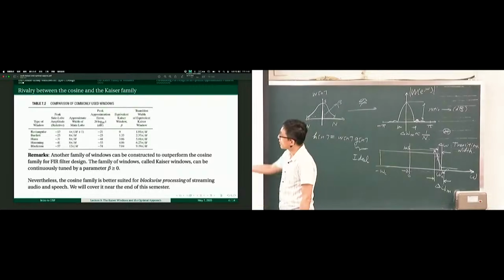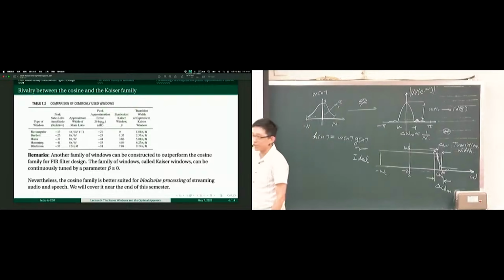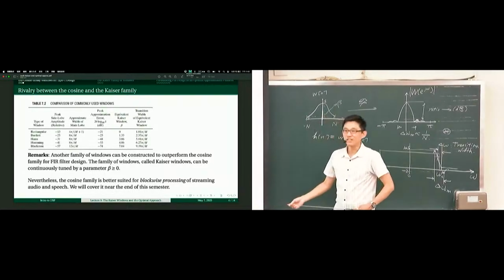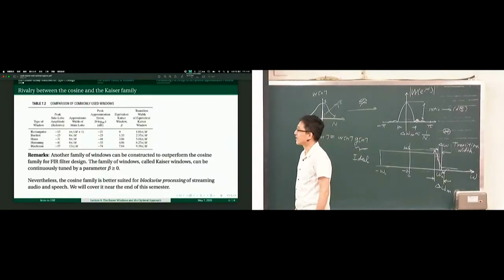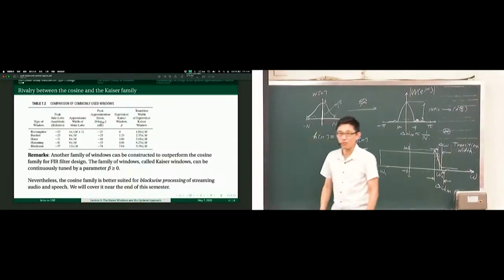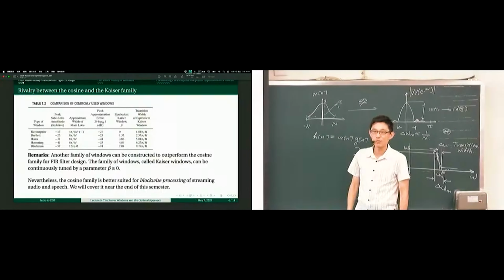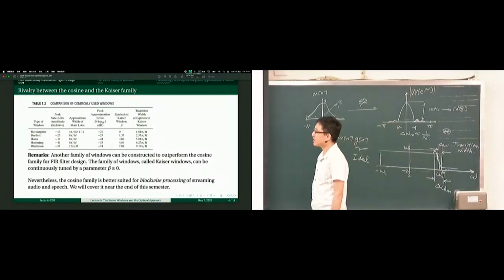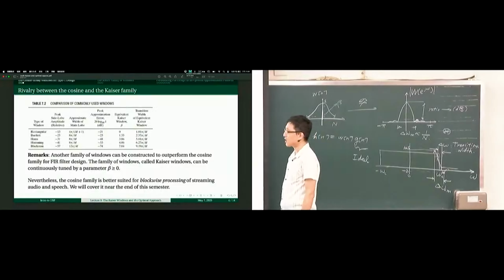So you can, if you will, call them the cosine family and the Kaiser family. And I have a rather sensational title next. Nowadays, it's important to write down a title to advocate your post. So here I try to catch the eye. I say there's a rivalry between the cosine and the Kaiser family. Okay, a family rivalry, the Romeo and Juliet, or whatever. Cosine family, Kaiser family, and they each have their merits.